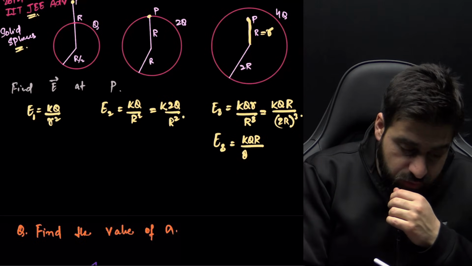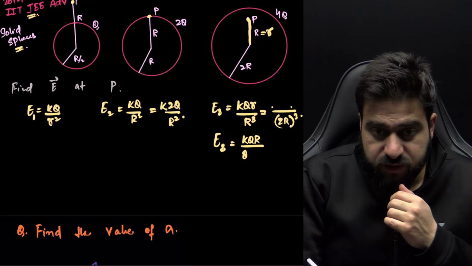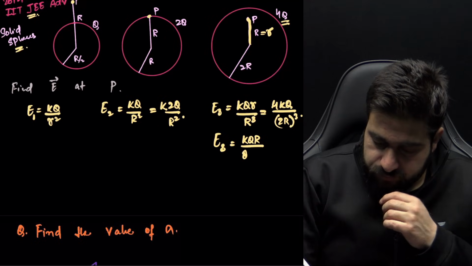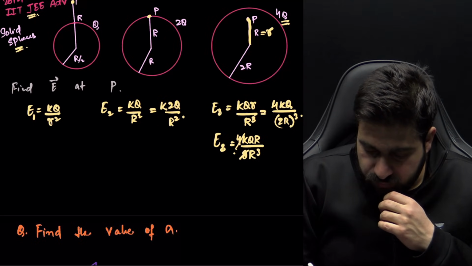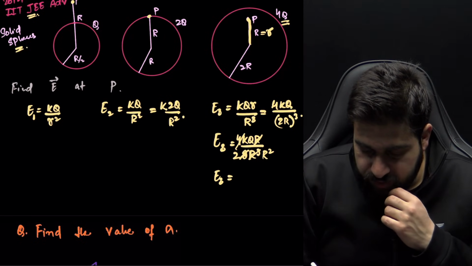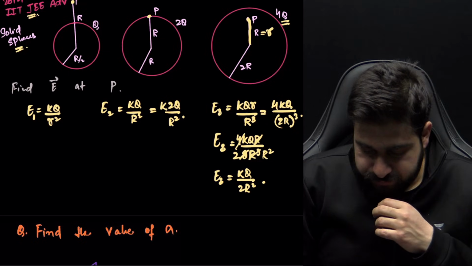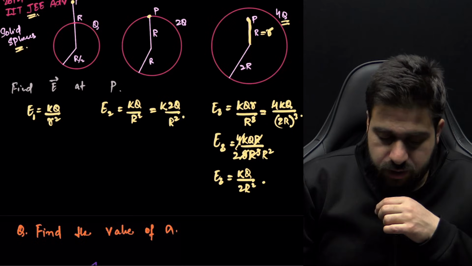And by the way, guys, one thing I forgot. The charge in this particular case is given as 4Q. So that is 4KQ, over 8R cube. 4 ones are 4, twos are R, and here it will be R square. So the electric field at point 3 will be KQ divided by 2R square.